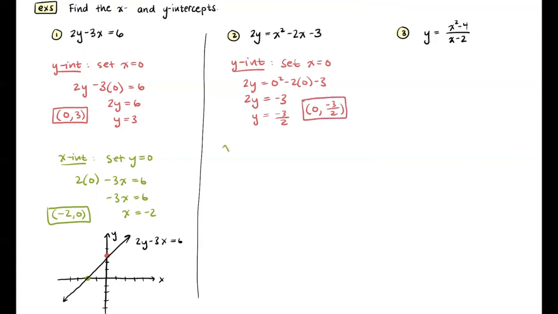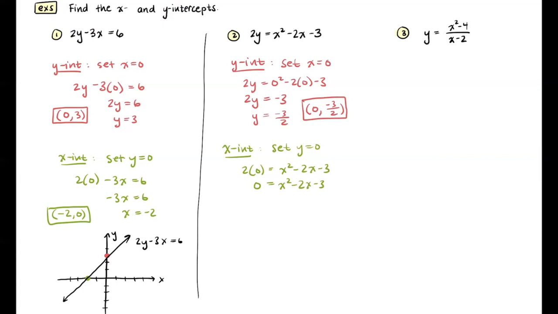Okay, now our x-intercept. Here we're going to set y equal to 0 and solve for x. So plugging a 0 in for y, we'll put a 0 in on the left-hand side, times 2. And of course, that's 0 on the left. And we're left with solving this.